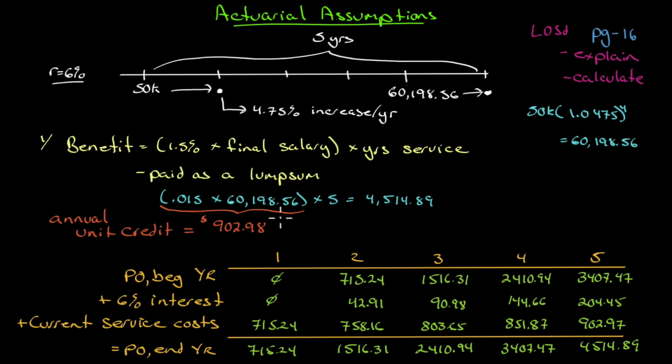So let's have a look at what our pension obligation is given this scenario. At the beginning of the year, we have 0. At 6% interest, well, there's no interest on 0, so it's 0. And the current service cost is $715.24.